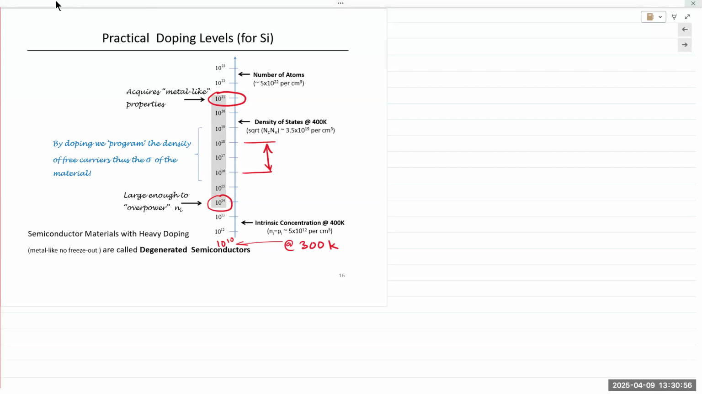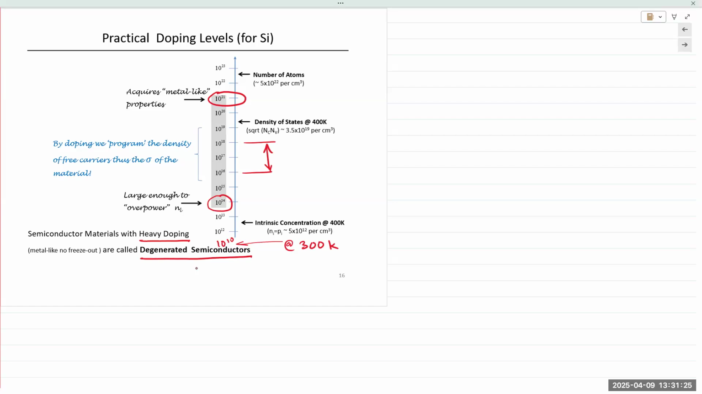Oh, yeah. And the last point down there. If you have really heavy doping, which gives them metallic properties, makes them metal-like, then they are known as degenerate semiconductors, or degenerated semiconductors.